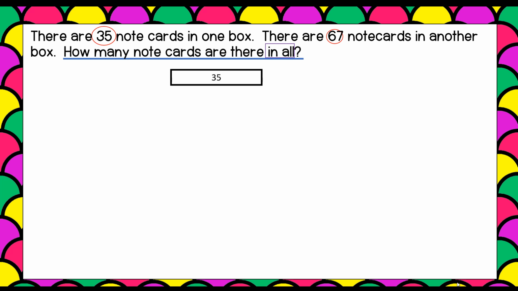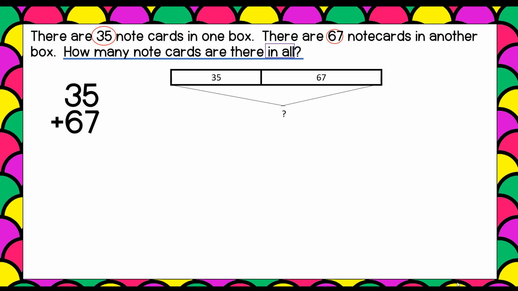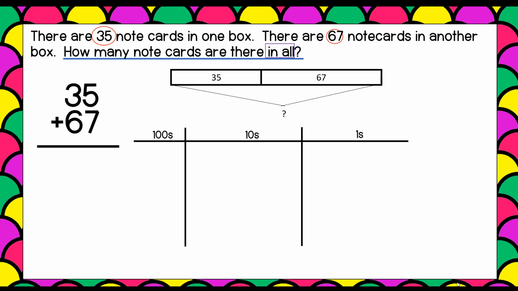So we have 35 note cards in one box and 67 in another. Here's my bar model, or tape diagram. I know both of my parts, so I put them together to find the whole. That's addition. 35 plus 67 equals. Now I'm going to put my place value chart on the screen.